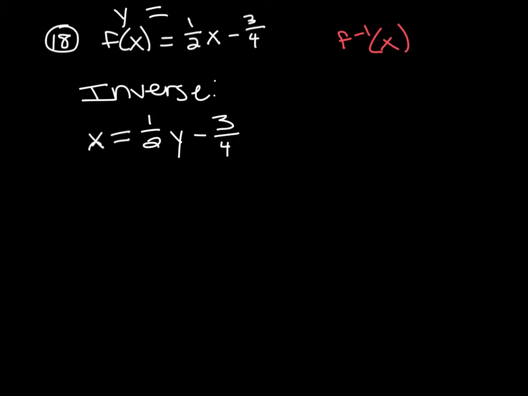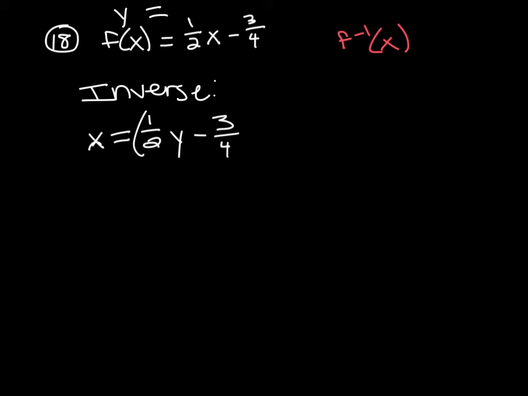Now, in order to solve for y, I think what I'm going to do is just get rid of these fractions. If I want to get rid of the denominators, I'm going to multiply both sides of the equation by the bigger number within these denominators.